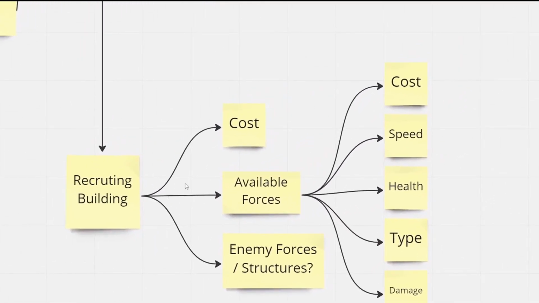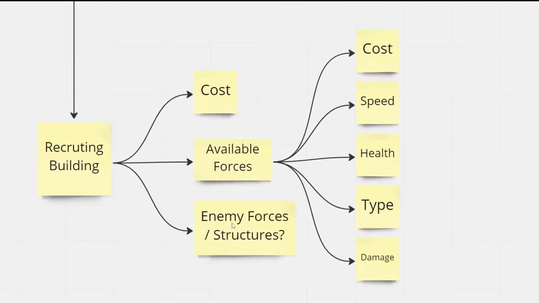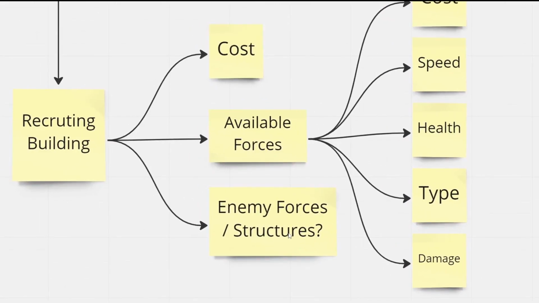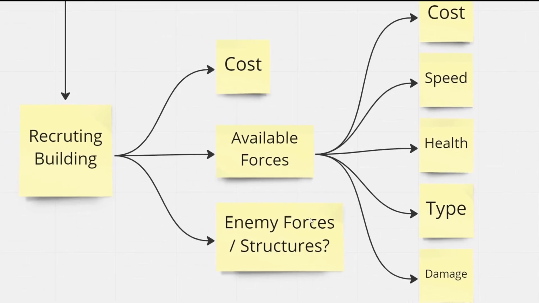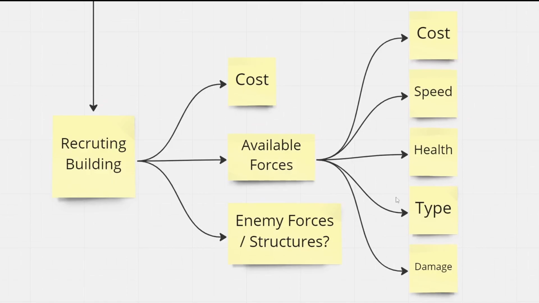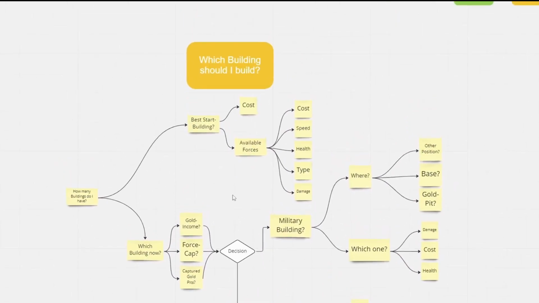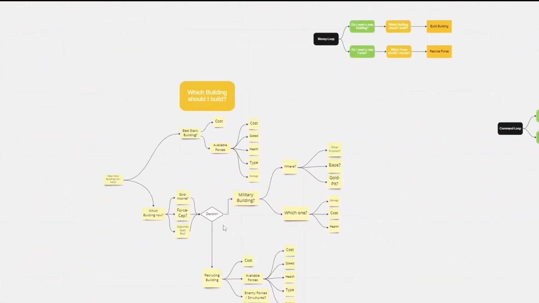And with the recruiting building, it's a little bit like above. We need to consider the cost, the available forces, but also we might have information on enemy forces and structures, and therefore we know, hey, he has a huge wall and a lot of towers, we might need rams, or he has only archers who have not a lot of health, so maybe a force which does splash damage is the best one in this case. And yeah, this all needs to be considered for this question. Of course the commands are also really complicated, but we won't dive into detail on every question.